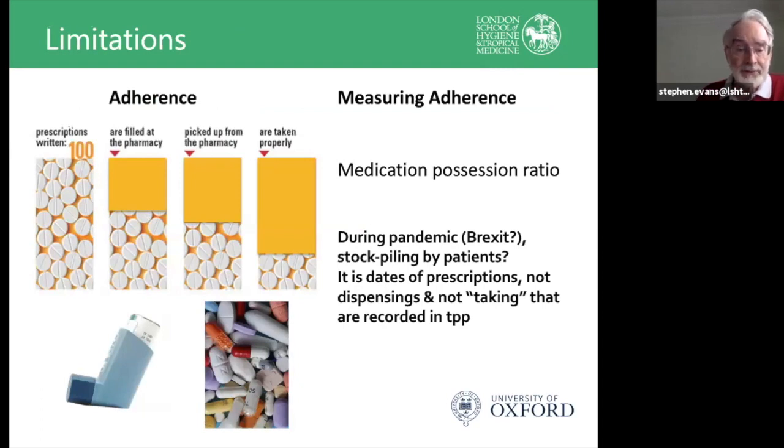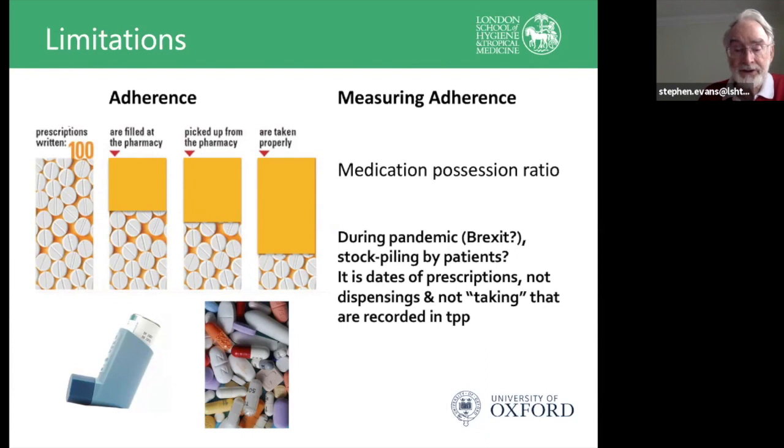So we have some limitations. We are dealing with written prescriptions, but not all of the written prescriptions are filled at the pharmacy. And this rate of filling and the rate at which they're picked up from the pharmacy and the rate at which they're taken properly will vary from one drug to another. And there have been studies that have had access both to the prescribing data and the pharmacy data. The other problem is that during the pandemic and with the approach of Brexit, there has been stockpiling by patients of drugs.